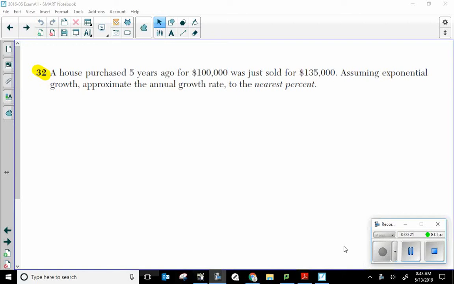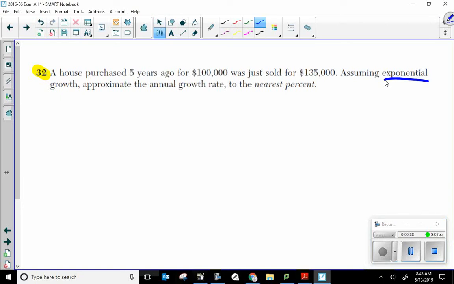I love these short answer problems. Let's begin. Number 32 states, a house purchased 5 years ago for $100,000 was just sold for $135,000. Assuming exponential growth, approximate the annual growth rate to the nearest percent.